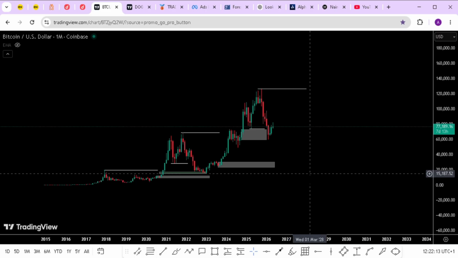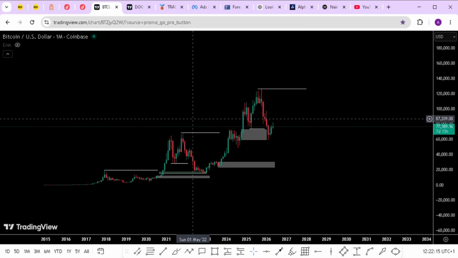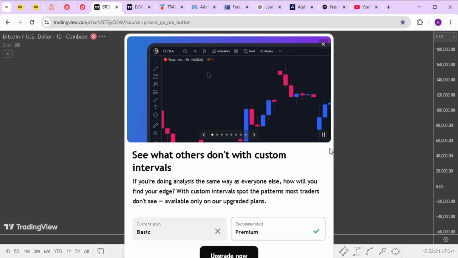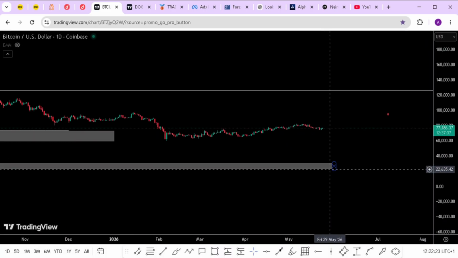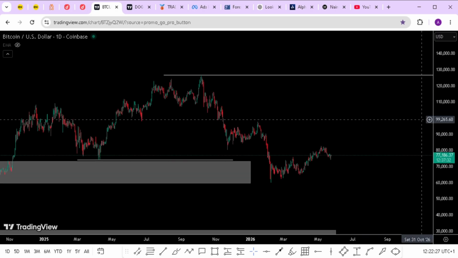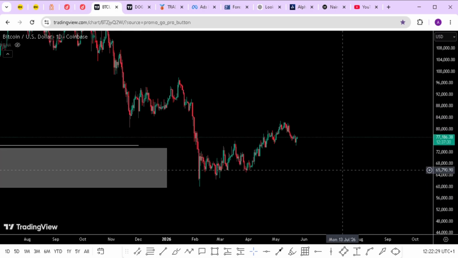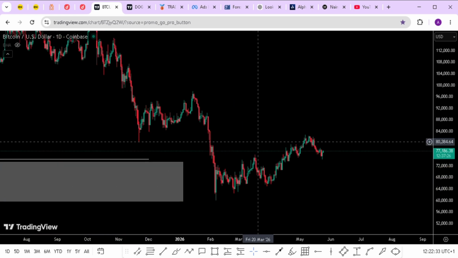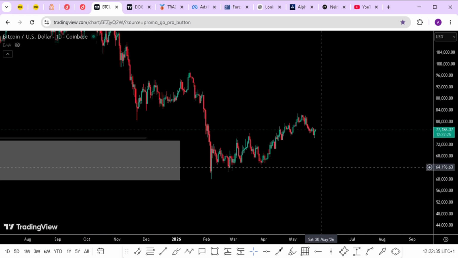So this is my analysis on BTC based on monthly time frame. But if we go to daily time frame directly, because we use monthly as our higher time frame, let's see what the daily is doing directly. So you can see market is responding to this POI, and we want to see what the daily is doing.